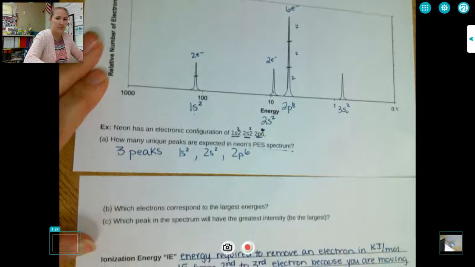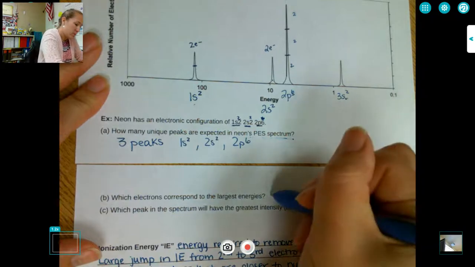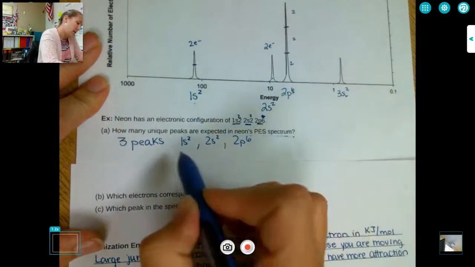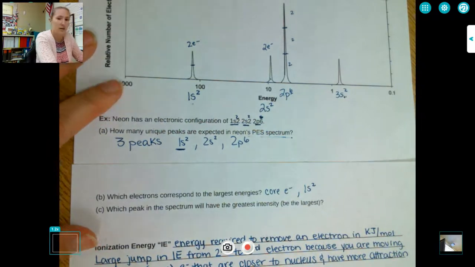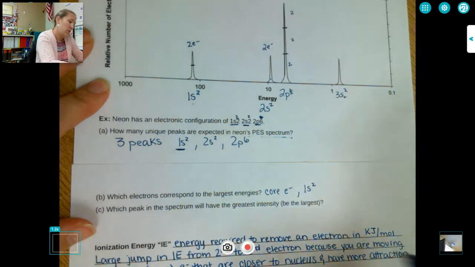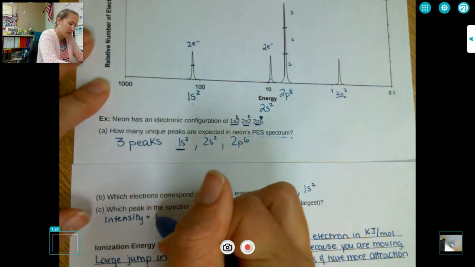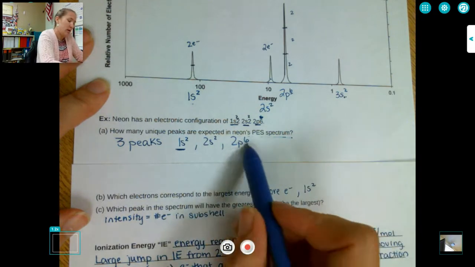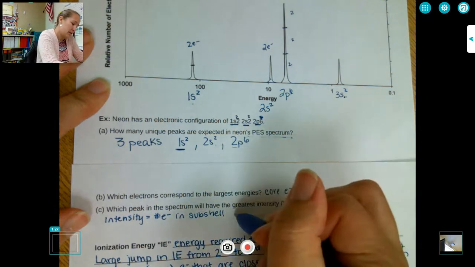Of those, which electrons correspond to the largest energies? Well, those will be your core electrons. And in this case, your core electrons are going to be your 1s2 electrons. Okay. Which of the peaks are going to have the greatest intensity? Intensity being the largest. Well, we know that the greatest intensity has to do with the number of electrons in the subshell. So my subshell with the highest number of electrons is my 2p6 because I have 6 electrons.